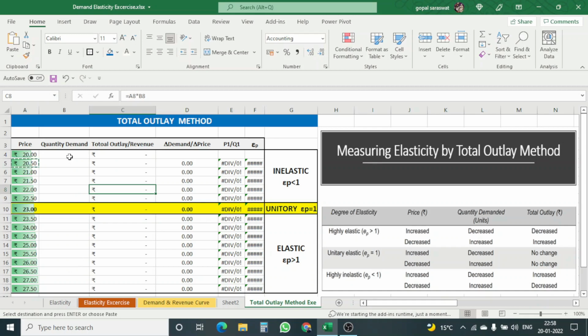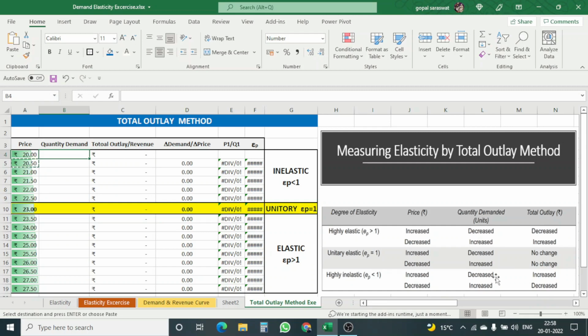At the same time, Marshall says, as we can see, we are increasing price at every stage. So Marshall says when you increase price, quantity demand decreases, whether you have a highly elastic product, unitary elastic product, or highly inelastic product.